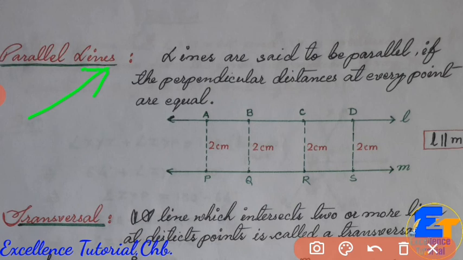In the same way, non-parallel lines. What will be the definition for non-parallel lines? The definition is just the opposite of parallel lines. Lines are said to be non-parallel if the perpendicular distances at every point are not equal. That means in this way, such types of lines are called non-parallel.